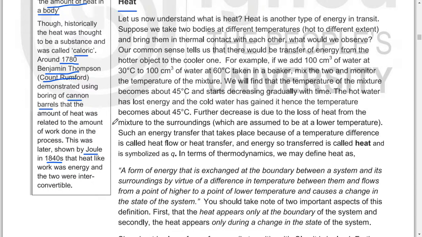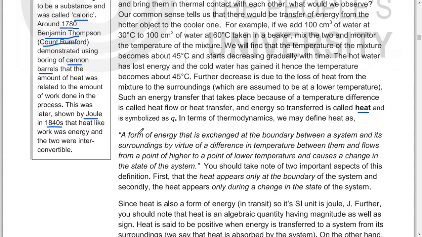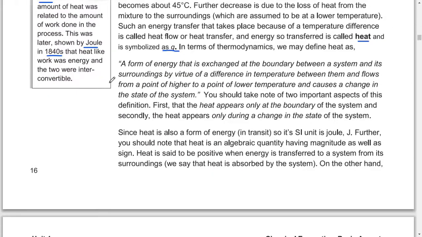Such an energy transfer that takes place because of a temperature difference is called heat flow or heat transfer, and the energy so transferred is called heat and is symbolized as Q. In terms of thermodynamics, we may define heat as a form of energy that is exchanged at the boundary between a system and its surroundings by virtue of a difference in temperature between them, and flows from a point of higher to a point of lower temperature and causes change in the state of the system.